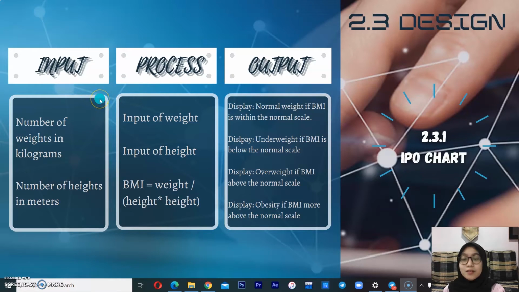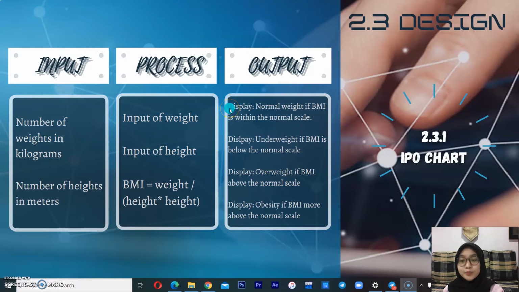In input, we enter data into the program, which is the weight in kilograms and the height in meters. For the process, it works on the data according to the input, which is input of weight, input of height, and BMI calculation, which is weight over height multiplied by height.